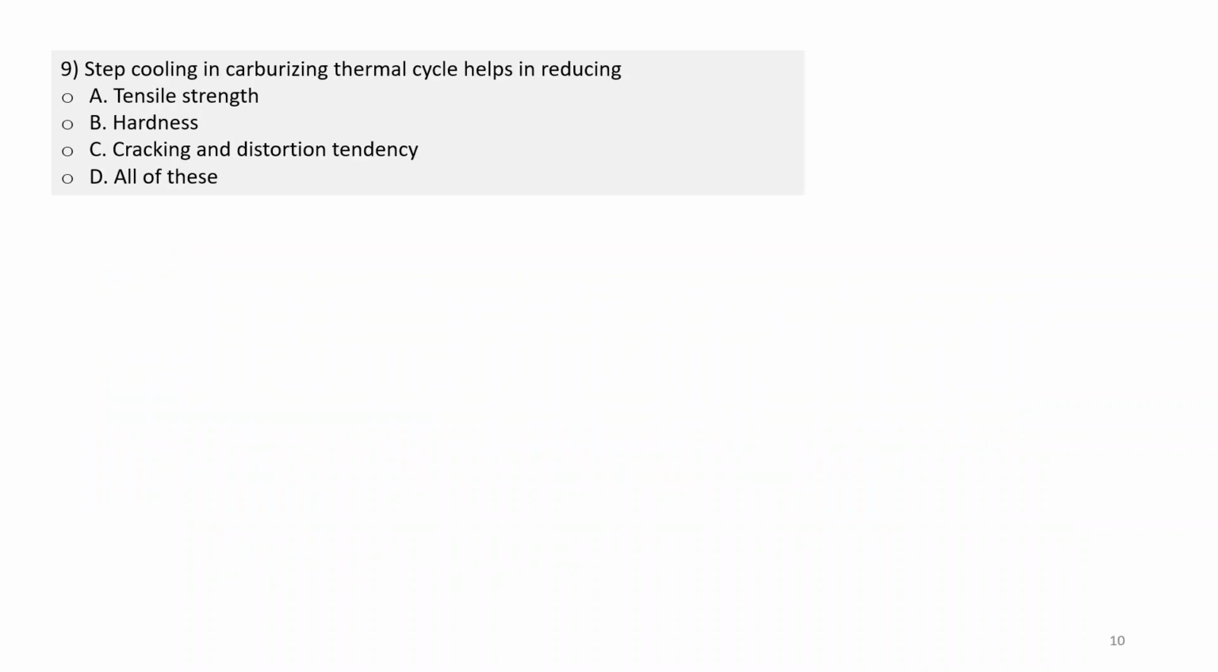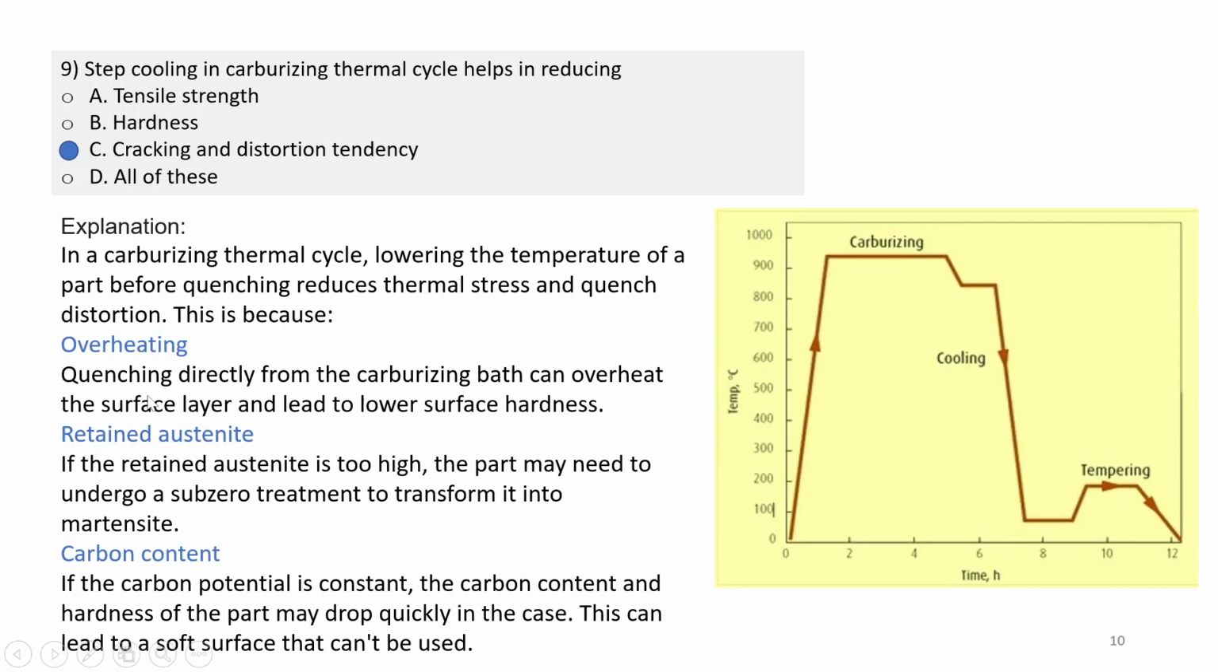Next question is, step cooling in carburizing thermal cycle helps in reducing? Your options are tensile strength, hardness, cracking and distortion tendency, or all of these. So the correct answer will be cracking and distortion tendency. In a carburizing thermal cycle, lowering the temperature of a part before quenching reduces thermal stress and quench distortion. This is because of overheating when quenching directly from the carburizing bath.